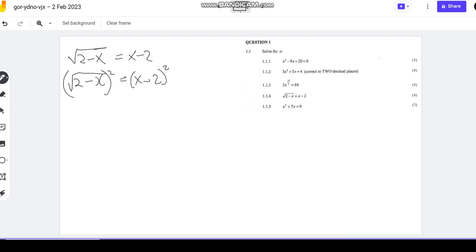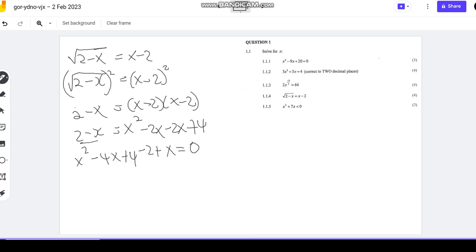So after doing this side you just get 2 minus x. This side you'll just have to simplify. Right hand side is just the same as that. Now continue just like that, and then bring everything to the left hand side or to the right hand side, and then it will be like this, just like that.